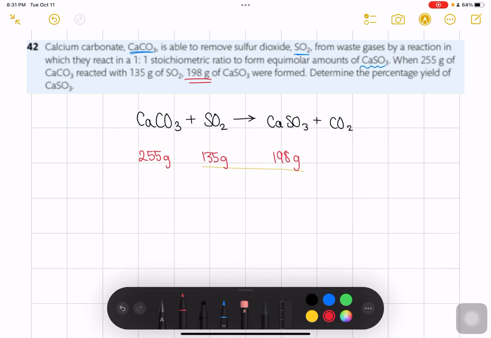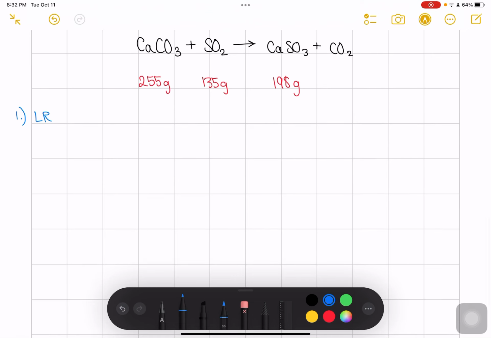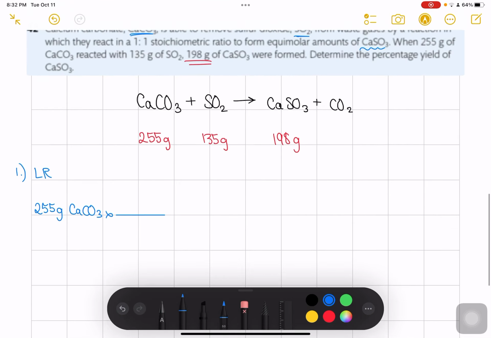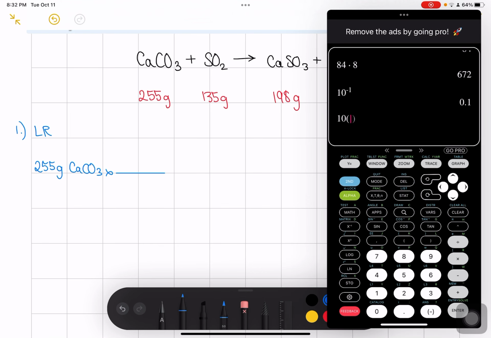The steps to determine the percentage yield go as follows. First, we must determine the limiting reagent. By the limiting reagent, we mean the substance that is completed first. To do that, we'll have to use our chemical formula. We're going to choose any one to start with. We're going to start with 255 grams of CaCO3, and we're going to see which one is really the limiting reagent. So we're going to calculate some details.